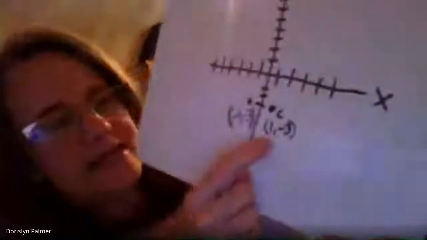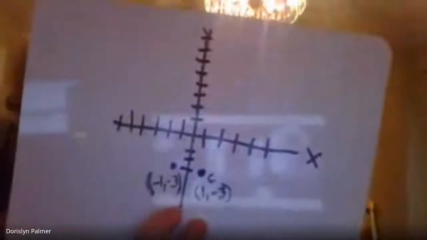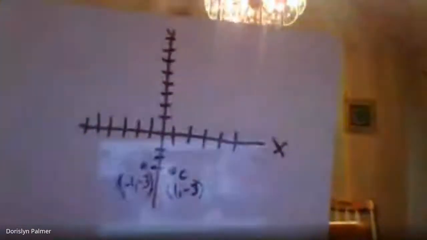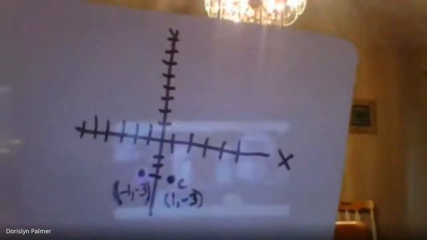Number five? Yes. I got -1, -3, and it's two blocks away. When you reflect that across the y-axis, it will end up at -1, -3. Remember, your y value stays the same, and your x is just opposite of what it was. So plot that point, and it's two units away from the original. You just have to count over.